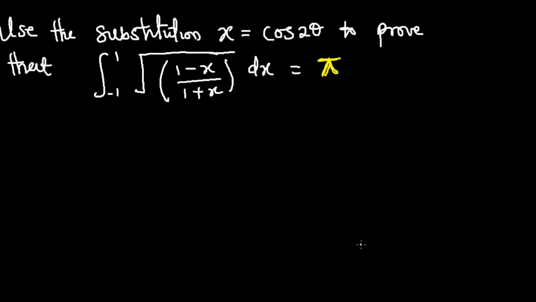So in this video, we are going to use the substitution x equals cos 2θ to prove that the integral from -1 to 1 of the root of (1 minus x)/(1 plus x) dx is equal to pi.